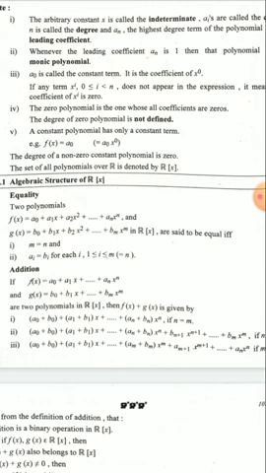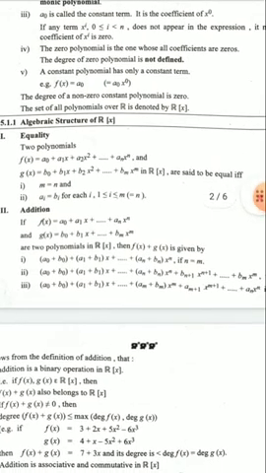Algebraic structure of R of x. So let us see some algebraic structures: addition, subtraction, equality, division. As we write the algebraic structures, addition of numbers, multiplication of numbers, division of numbers, on the same lines we study here the algebraic structures of R of x, like equality, addition, subtraction, and scalar multiplication.